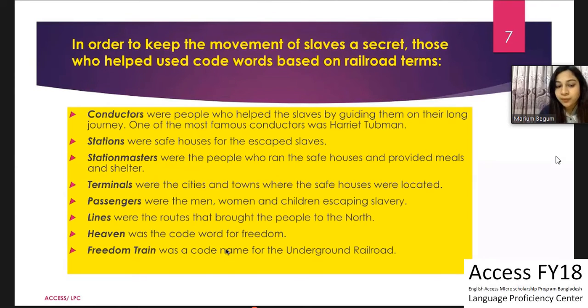Did you understand, all of you? These code words were used as railway terms so that people would not understand. Okay, so this is the thing now.